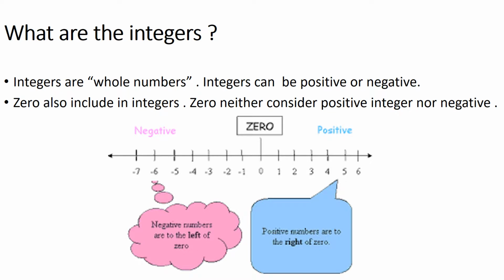What are the integers? Integers are also considered whole numbers. Integers can be positive or negative, and 0 is also included in the integers, whereas 0 is neither a positive integer nor a negative integer.